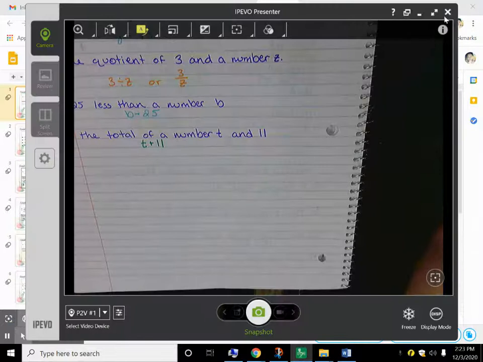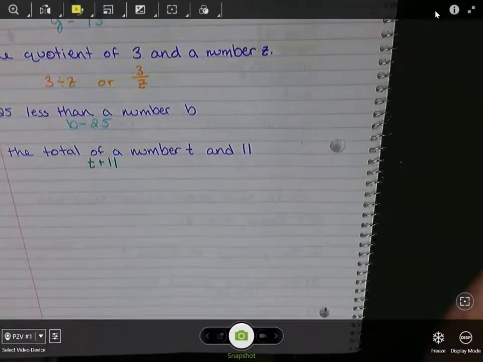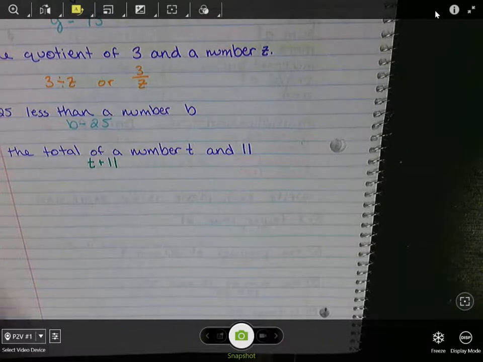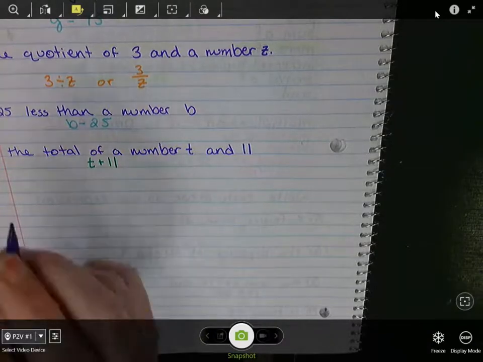Can I use a red pen? Yes, that's fine. All right. Blue one. Yes, that's fine. Purple?